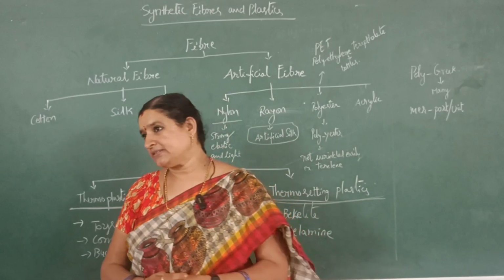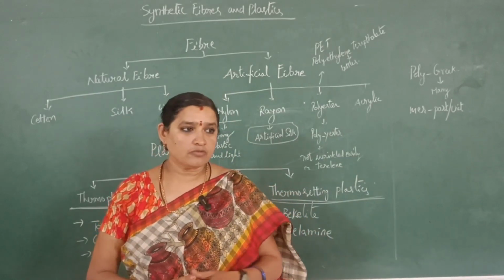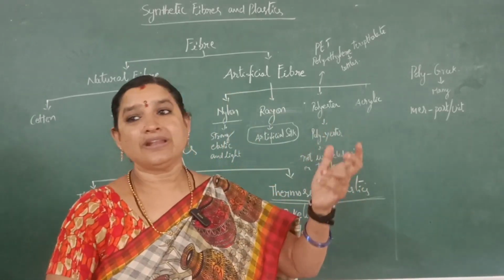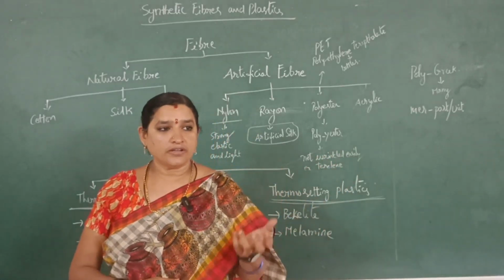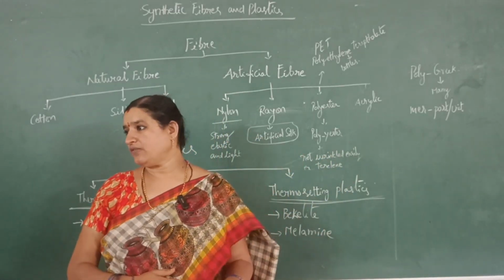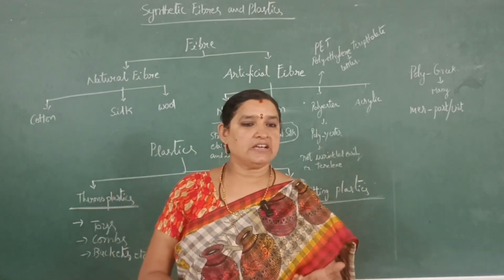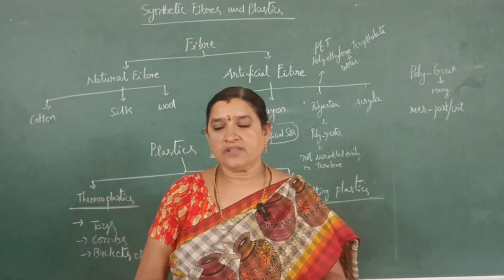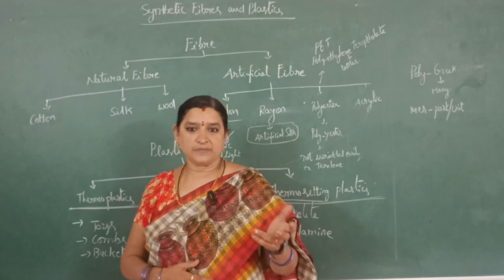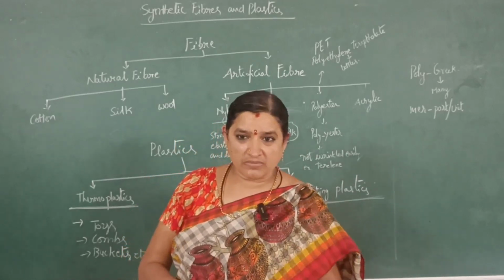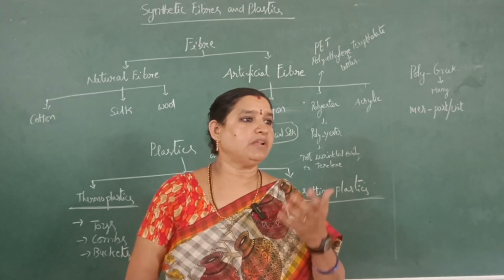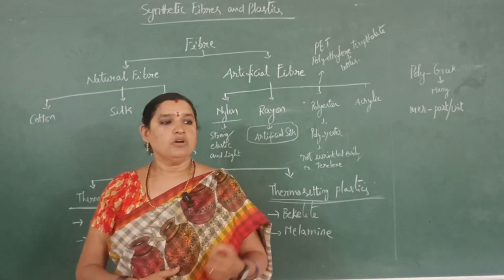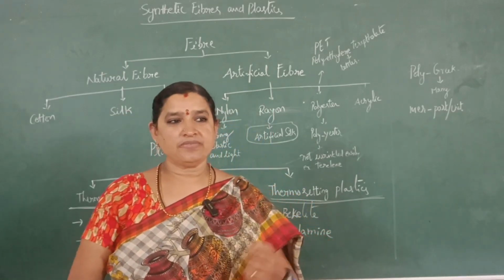What are the natural fibers? Cotton. We get it from cotton balls. Cotton balls we get from the cotton plant, so cotton is a natural fiber. Next, silk and wool we get from animals. Silk we get from silkworms and wool we get from sheep. Silkworm is a kind of animal, and sheep is also an animal. So silk and wool fibers we get from animals.